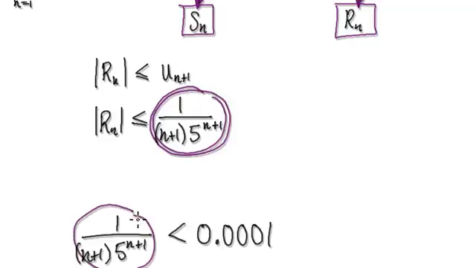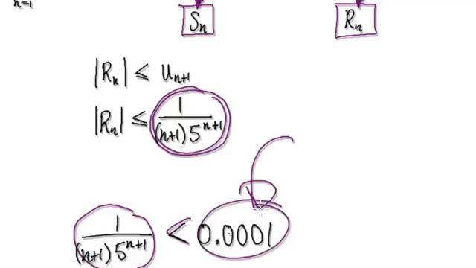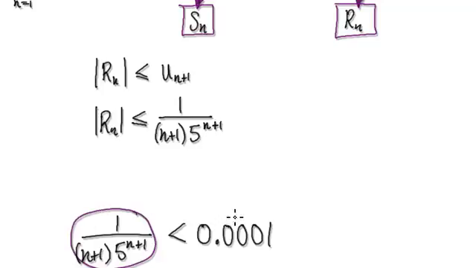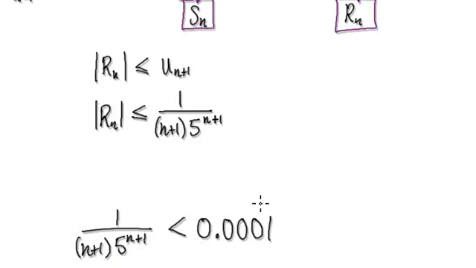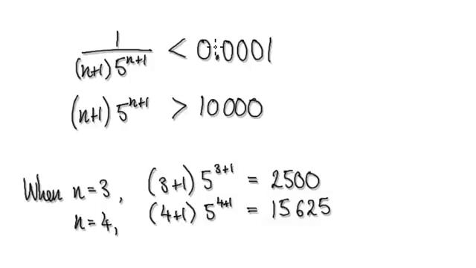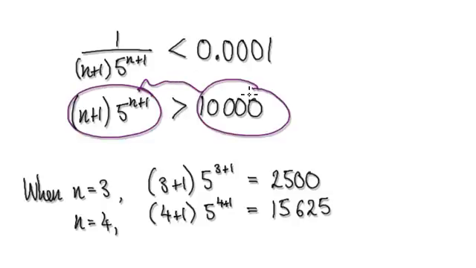We require our remainder to be less than 0.0001. This was in the initial question. So we require our remainder to be less than this. So now it's just a matter of working out n. So take the reciprocal. So when you take the reciprocal, the sign switches over. So that will then take us to here. Now, because we don't really know how to solve this, we're just going to guess. We're trying to search for the lowest value of n where this side will be bigger than this side. So let's guess.